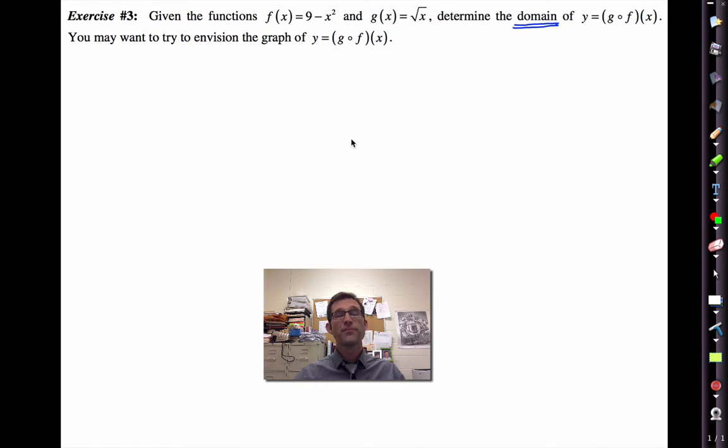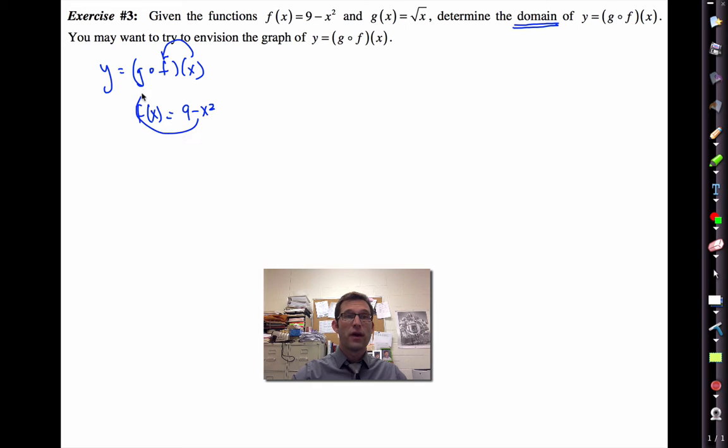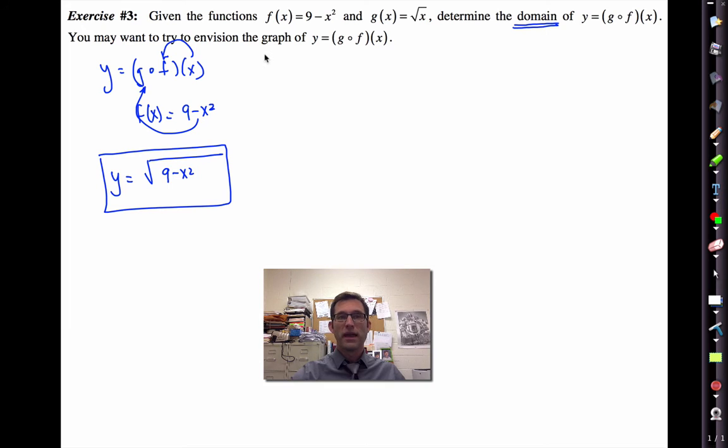All right, let's go through it. I'm going to go through it in two different ways, but both of them require that I have the formula for g of f of x. Remember, I put that x into f, and I get f of x equals 9 minus x squared. And then I'll put 9 minus x squared into g. So that'll be y equals the square root of 9 minus x squared. So here's my function, and I want to know its domain.